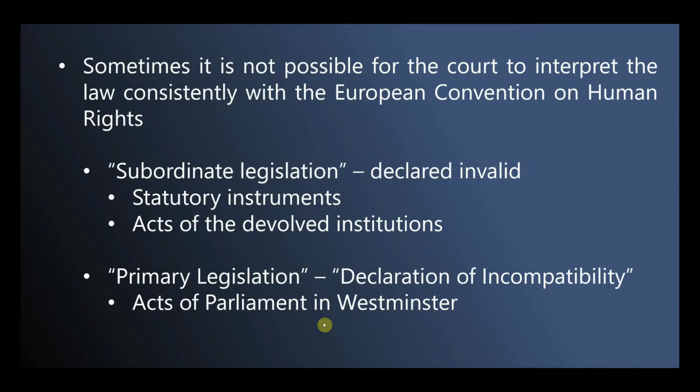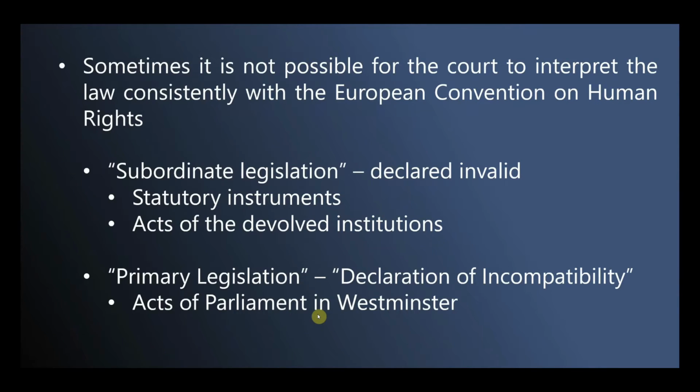Now, sometimes it is not possible for the court to interpret the law consistently with the European Convention on Human Rights or the jurisprudence of the European Court. Now, this will lead to one of two outcomes. If the law in question is classified as subordinate legislation, which is set out under Section 21 of the Human Rights Act, and includes things like statutory instruments and acts of the devolved institutions, such as acts passed by the Scottish Parliament, the parts that are incompatible with the Convention can be declared invalid by the court.